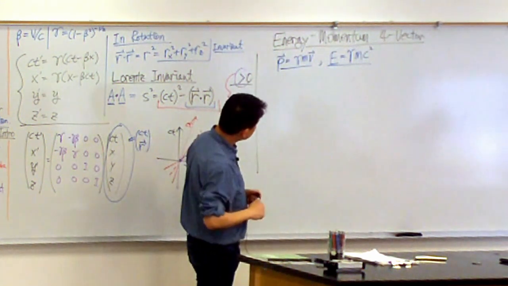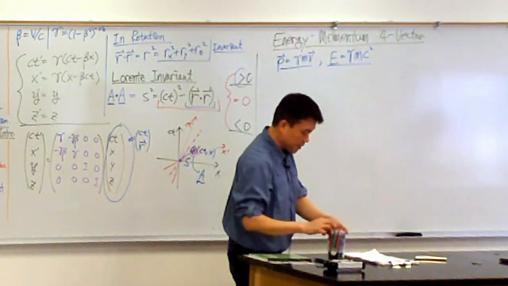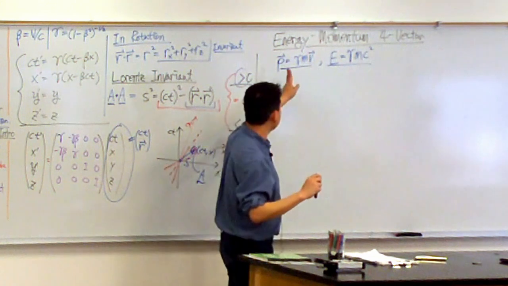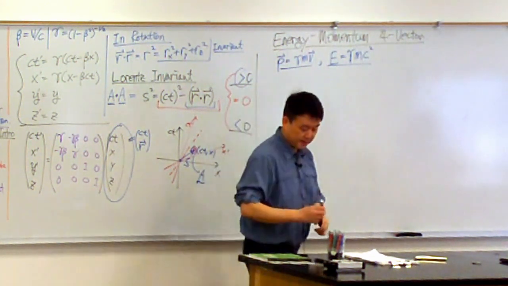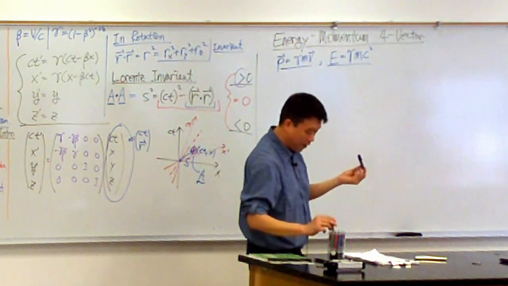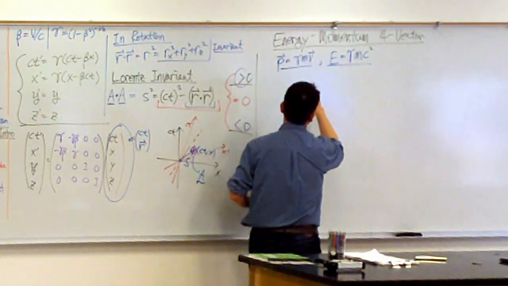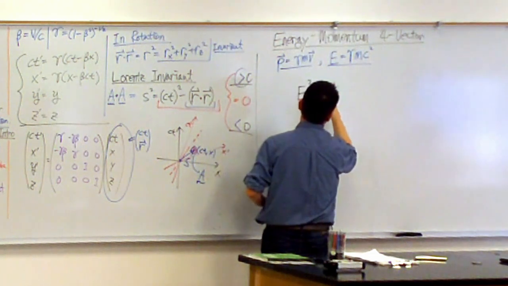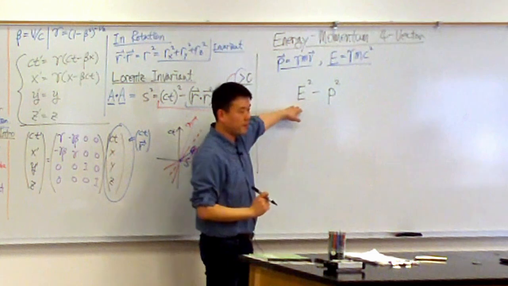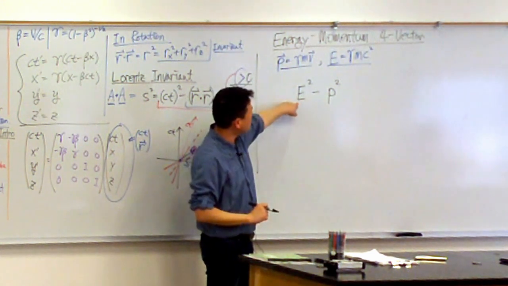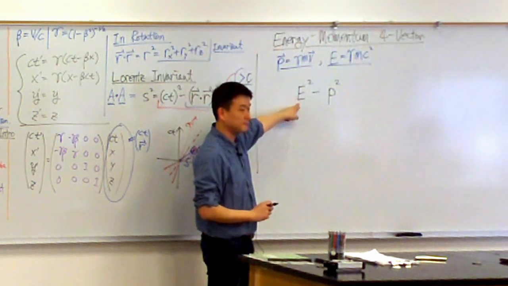So this is what I want to claim and prove to you, that this particular combination of momentum and energy is invariant. And let me try to recall how I wrote it. So this is the combination I remember. E squared minus momentum squared is supposed to be invariant, except if I write it this way, it's a little bit problematic. What's wrong with this expression?